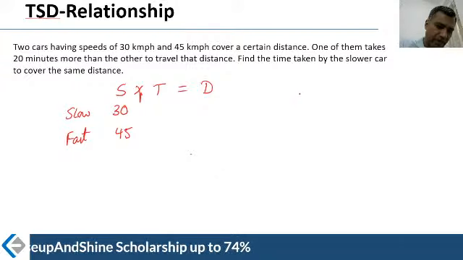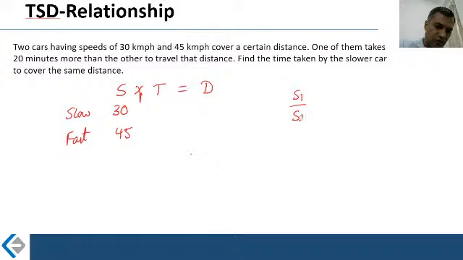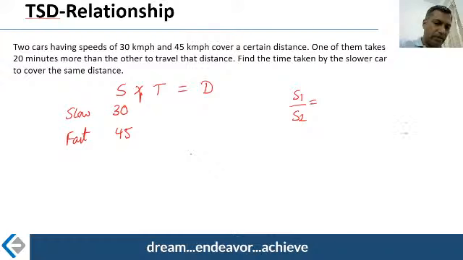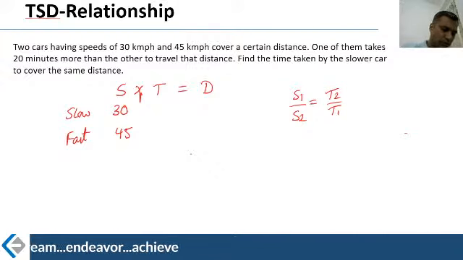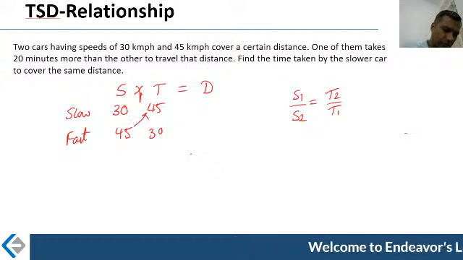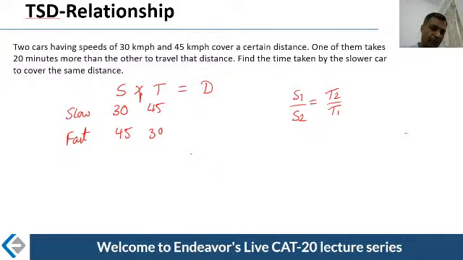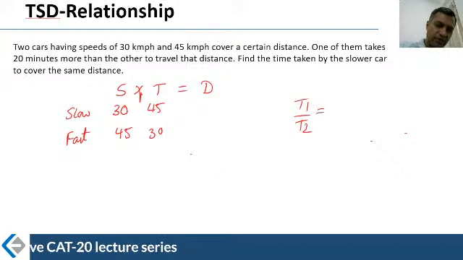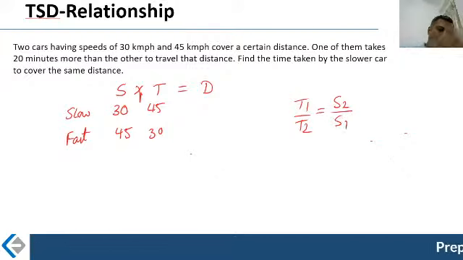What did I tell you in the previous one? If the speeds are in the ratio S1 to S2, the corresponding times will be in the ratio T2 by T1. That becomes the ratio of the times. So what do you have to do? Simply put, just reverse them. You write it as 45 by 30, because it's an inverse. Therefore, the times will be in the inverse ratio, which means if we want time 1 by time 2, because speed is given to us, that will be in the reverse ratio, speed 2 by speed 1. That's what I wrote there, 45 and 30.